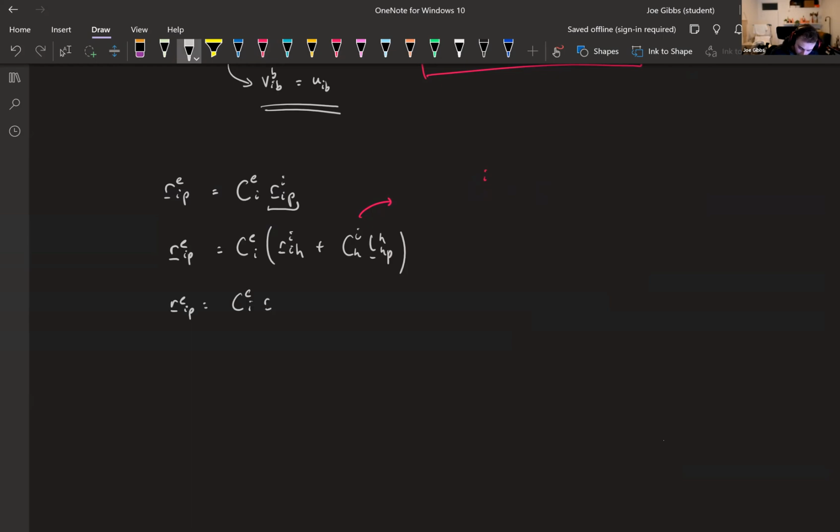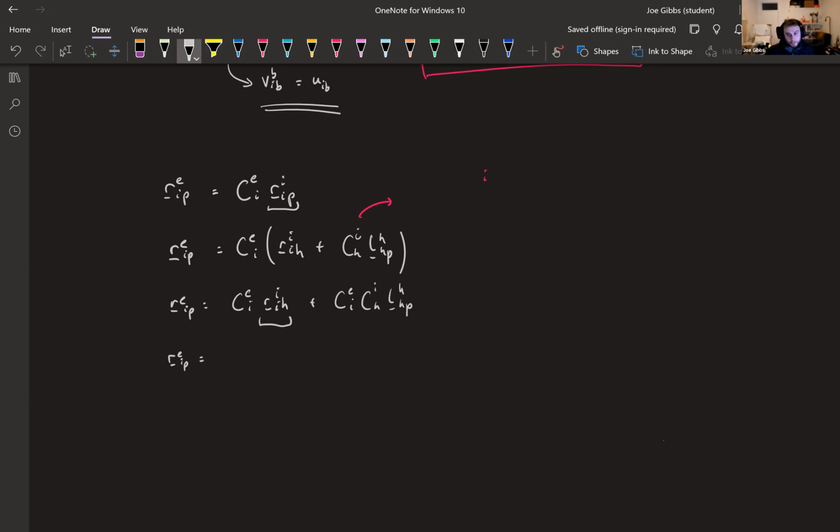This should, for now, look very similar to the previous example. So CEI, CIH, HP. Okay, so we'll keep that for now. We're also then going to finally, because we've got one other frame we need to look into, do our final thing. So we've currently got the position of the hub. We also want the position of the body. So we're now going to expand this again.